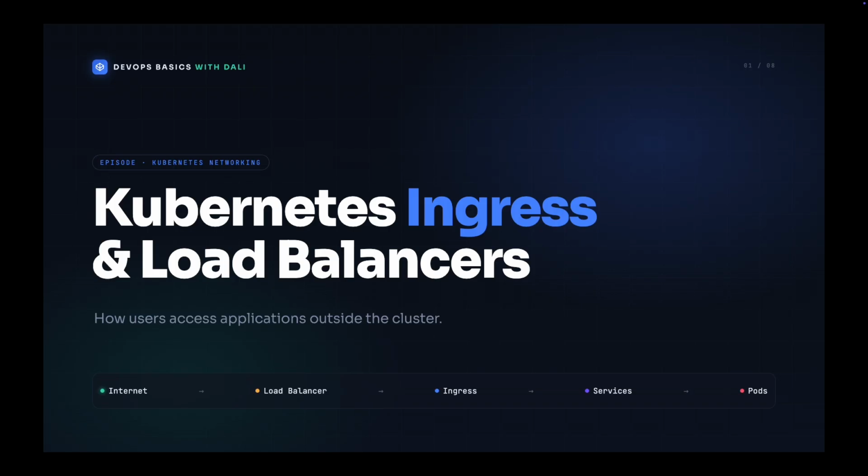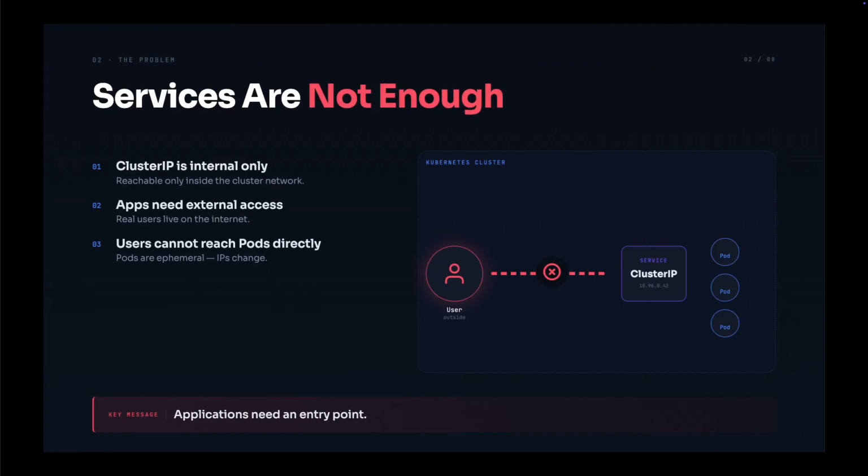Earlier in the series, we learned about services. ClusterIP services are great for communication inside the cluster. However, they are not accessible from the internet. A user sitting outside the cluster cannot directly reach a ClusterIP service. We need an entry point that allows external traffic to enter Kubernetes.